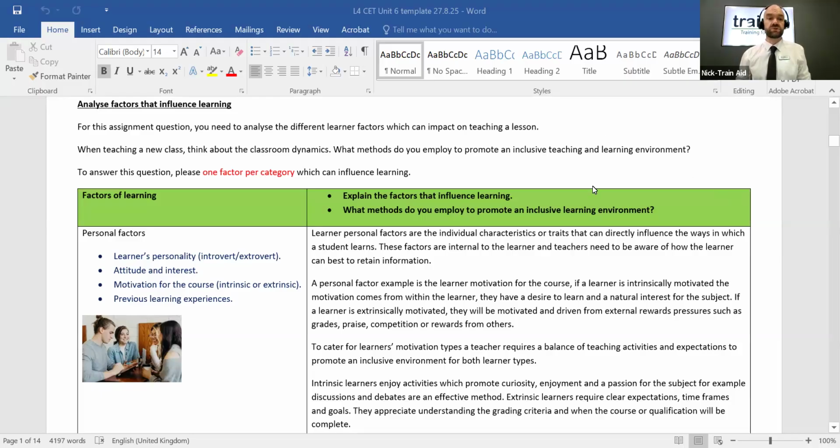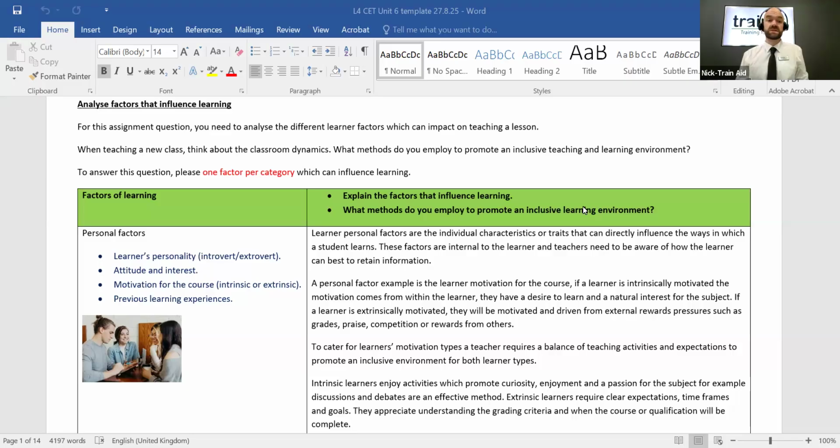So just here we have the instructions. The first question, as mentioned, is to analyze factors that influence learning. For this assignment question, you need to analyze the different learner factors which can impact on teaching a lesson. When we talk about factors of learning, it's all to do with the learner. So personal factors, social, and so forth. Think about when you're teaching a new class for the first time. Think about the classroom dynamics. What methods do you employ to help create this inclusive teaching and learning environment? This is what this question is all about.